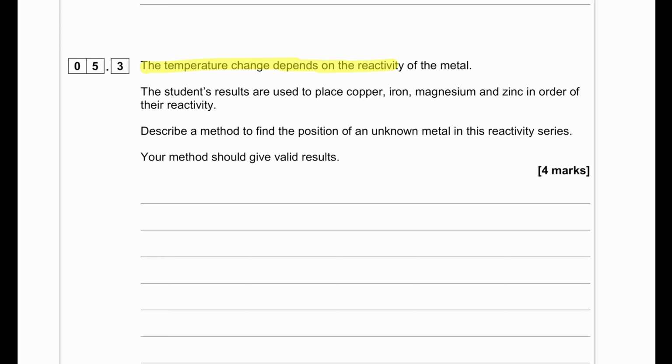The temperature change depends on the reactivity of the metal. The students' results are used to place copper, iron, magnesium, and zinc in order of their reactivity. Describe a method to find the position of an unknown metal in the reactivity series. Your method should give valid results.